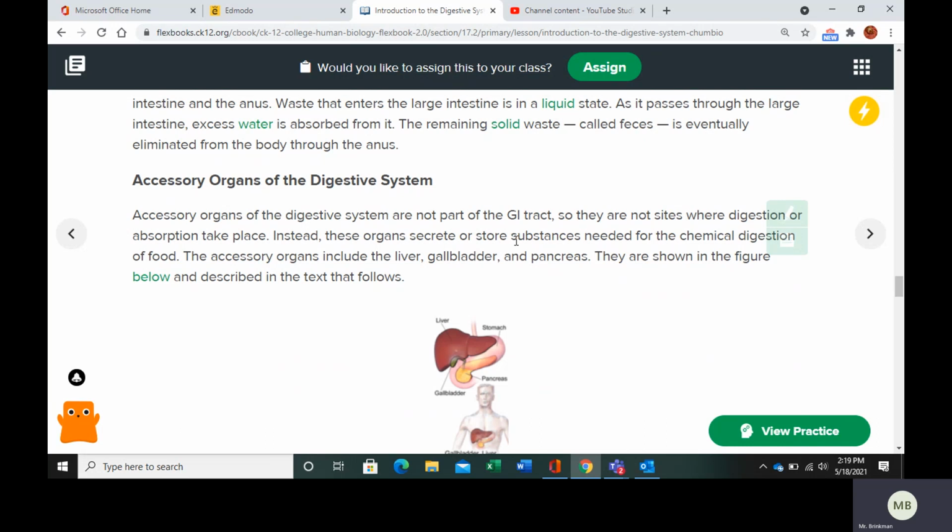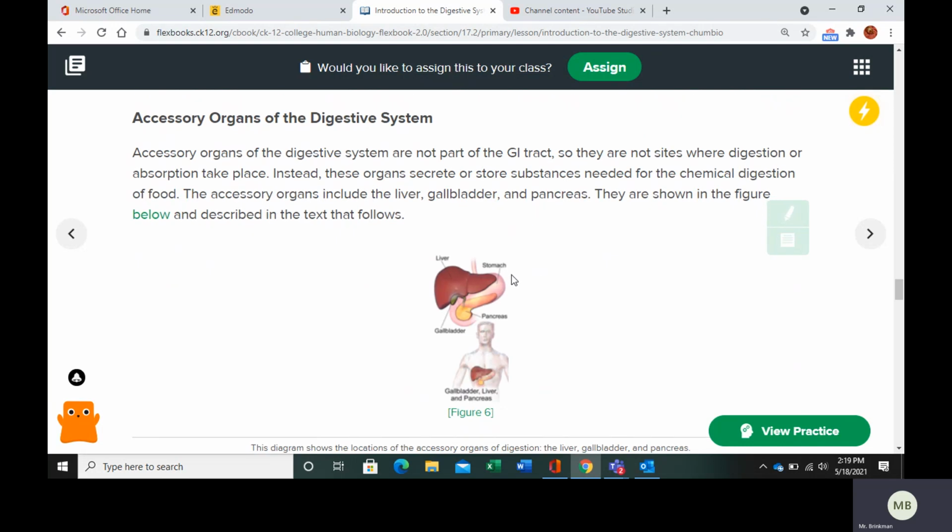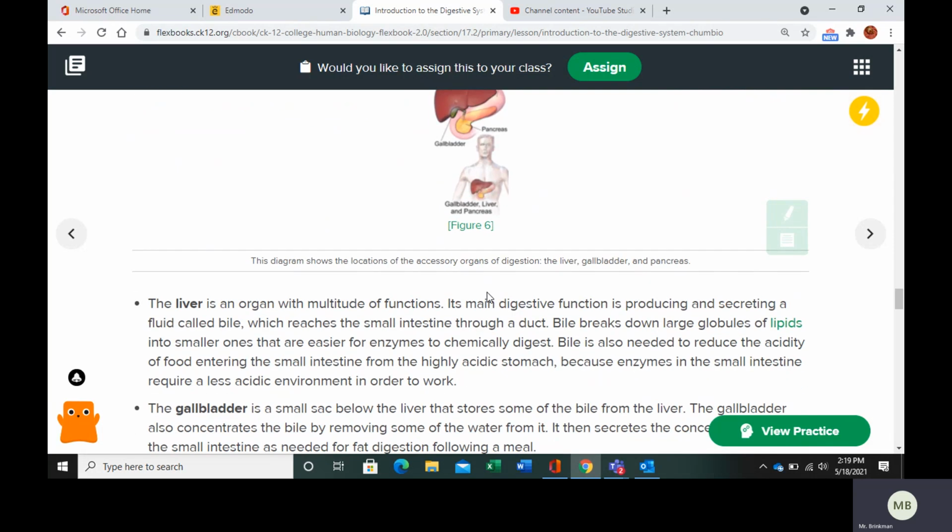And then we get to accessory organs. So we have the liver, the gallbladder, and the pancreas. Food doesn't pass through these, but they each have their function.